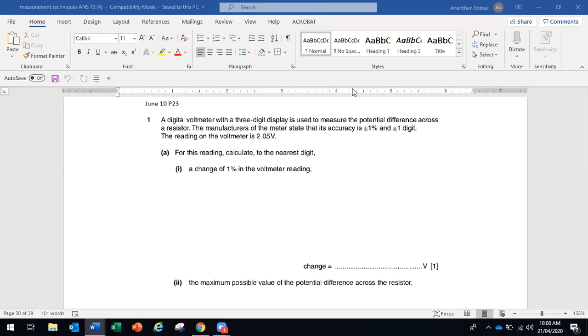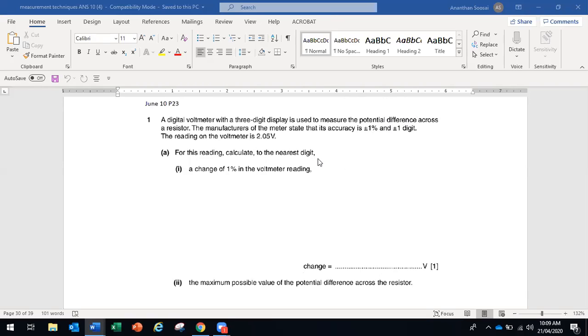Okay, this question is something different from what we did before. Why is it different? It has two types of error. It has random error and it has systematic error. The 1% is actually a random error. Plus minus one digit is also like a random error. So the plus minus one digit you have to treat later. First, for this reading, calculate the nearest digit.